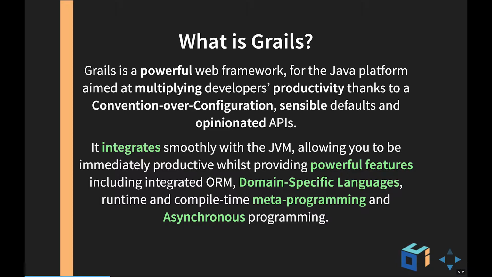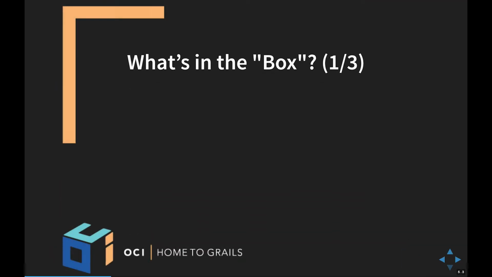So it runs on a JVM, not a surprise. It has a very powerful object relational model called GORM. It has a lot of domain-specific languages for various tasks, configuration, constraints for domain classes, and it also utilizes the Groovy core metaprogramming, and it has some asynchronous programming. I'm not going to go into that last part in this talk, though.